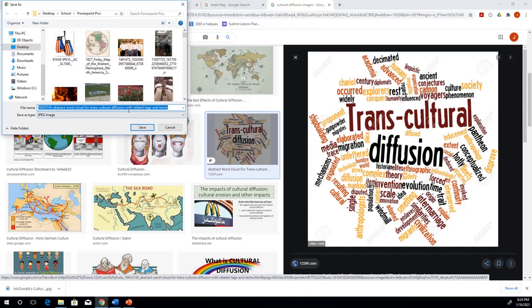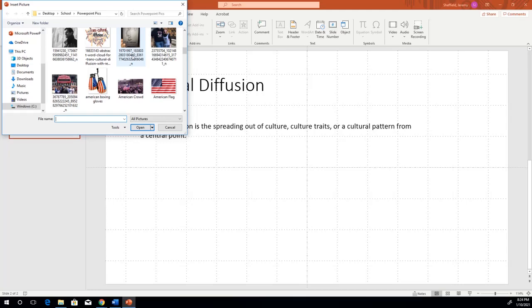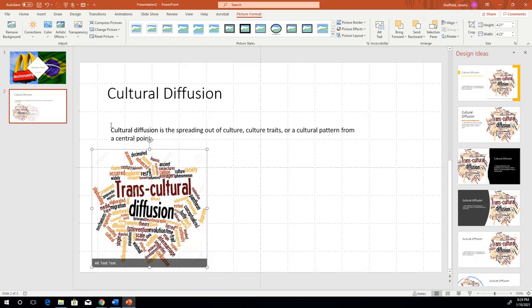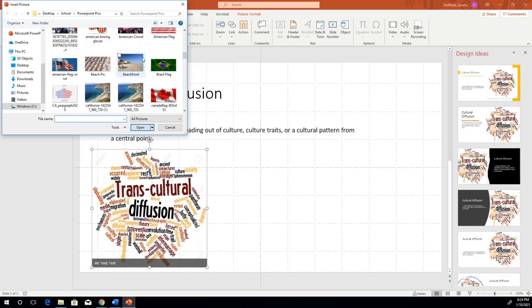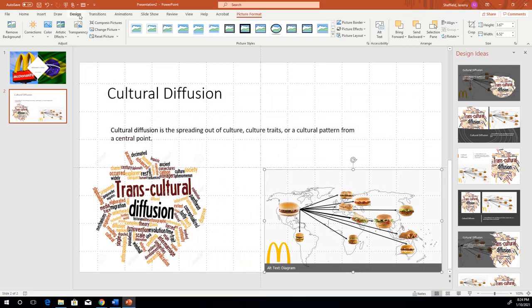Okay, so we're gonna go back to the PowerPoint. I want to insert my pictures. This is just kind of a word wall, all words that help with cultural diffusion. And I want to insert one more picture under M. McDonald's. Go. And then remember, you can always go to design, have your design ideas turn on.